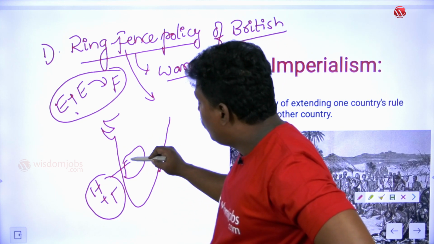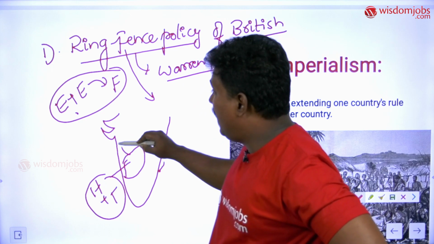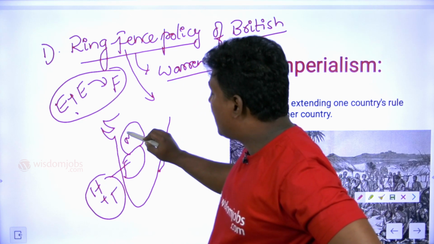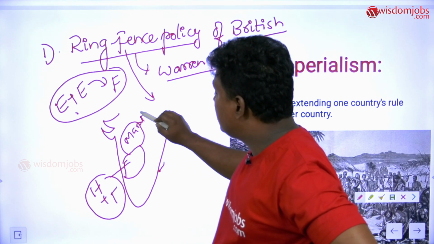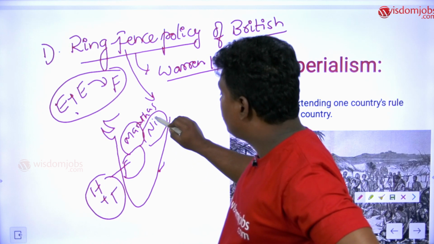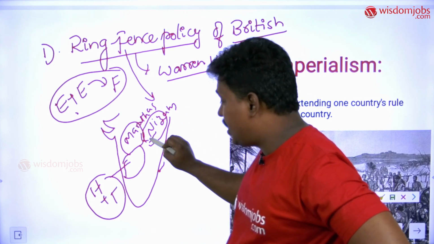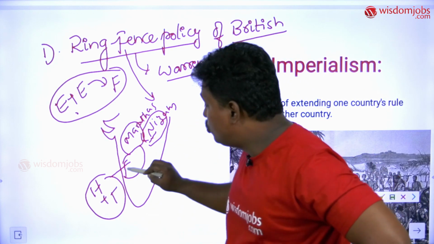And the British enemies' enemy: the Marathas here and the Nizam here. So these both are the rival states to the Mysore state.